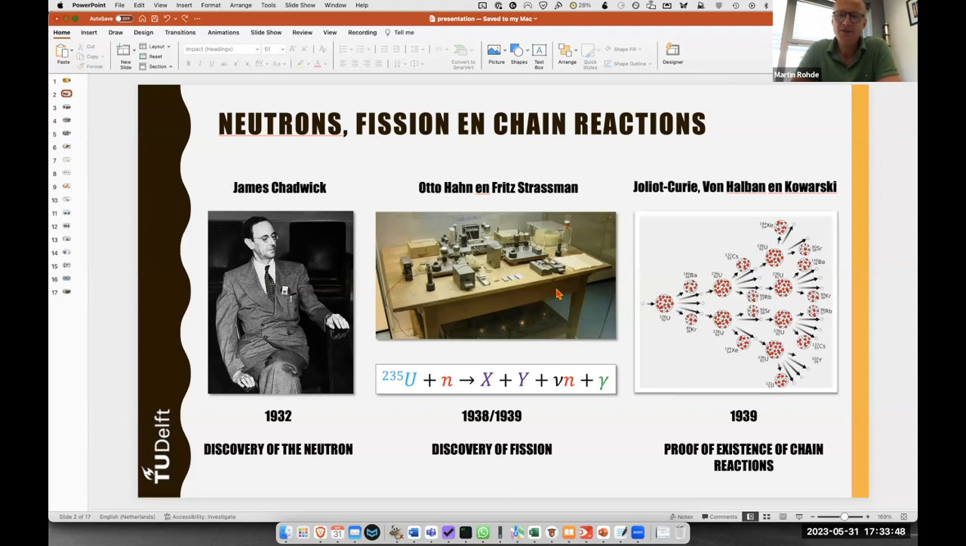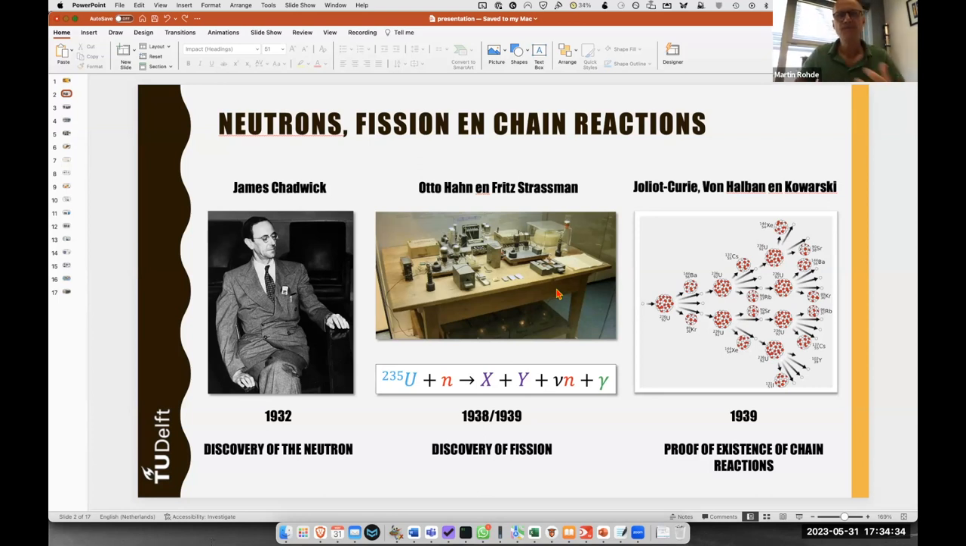And so when you look at this picture, you see that nuclear power is not that old. Actually, in 1932, the neutron was discovered, so it's not even 100 years ago. And then a few years later, they discovered fission. So you bombard a large nucleus with a free neutron. And then they found new elements that was very new at that time. And they also found new free neutrons, as you see in the reaction below. And then I think it's just a few months later, they also discovered the chain reaction, because with the new neutrons that you form, you can also induce a new fission reaction.